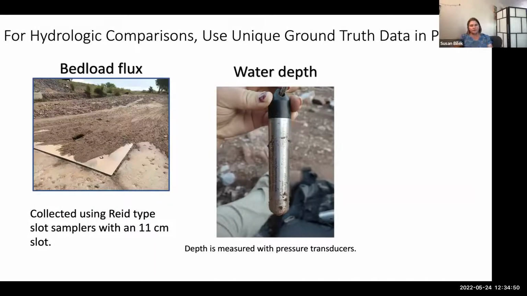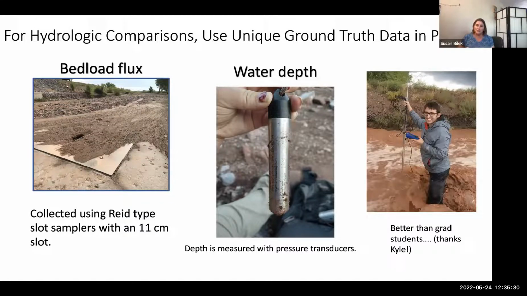But then to further nail down the best range of frequencies to use, we can go back to those ground truth data sets that we collected at our site and find the range that has the best correlation to these parameters. Just as a reminder, we collect the actual bedload that's moving in our slot samplers during the flood. And then we also collect the water level or the water depth measurements with the pressure transducers located at the outlet site and upstream. And these are all automatically recorded within the channel, which are better ways than just sending our graduate students out into the channel during the floods. But thank you, Kyle, for being willing to go out there sometimes.